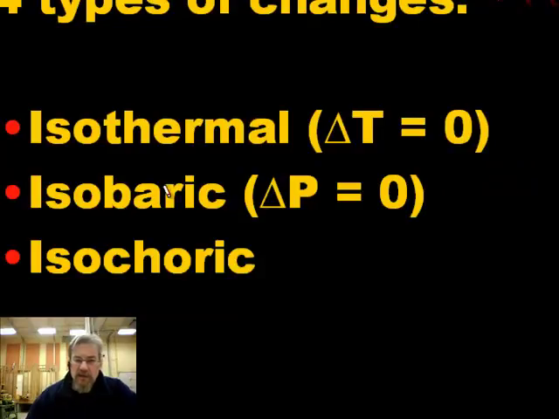A third type of change is an isochoric change. Isochoric changes are constant volume changes. Some change happens, but the volume doesn't change.